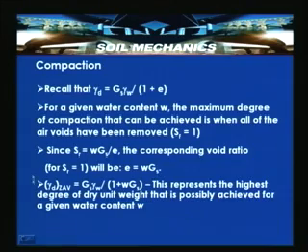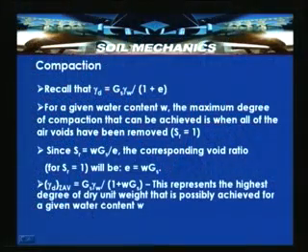By using this expression, and by knowing the specific gravity of the soil and the range of water contents for a given soil, we will be able to estimate the dry unit weight along the zero air voids line. Along this line the degree of saturation Sr is equal to 1, and this expression is valid. This represents the highest dry unit weight that is possibly achieved for a given water content w. This dry unit weight is gamma d ZAV.